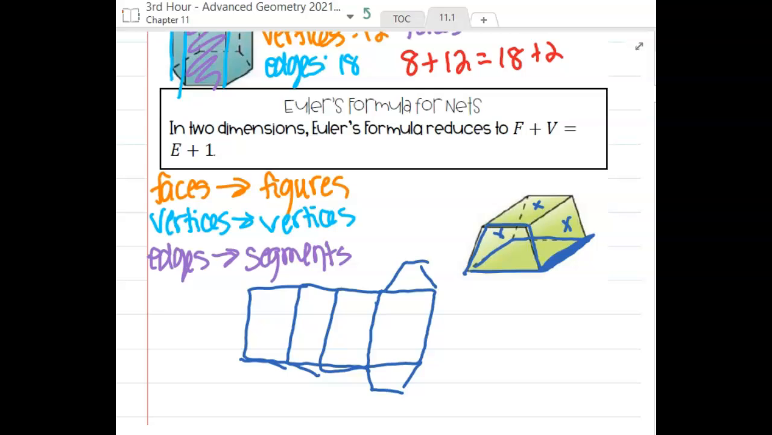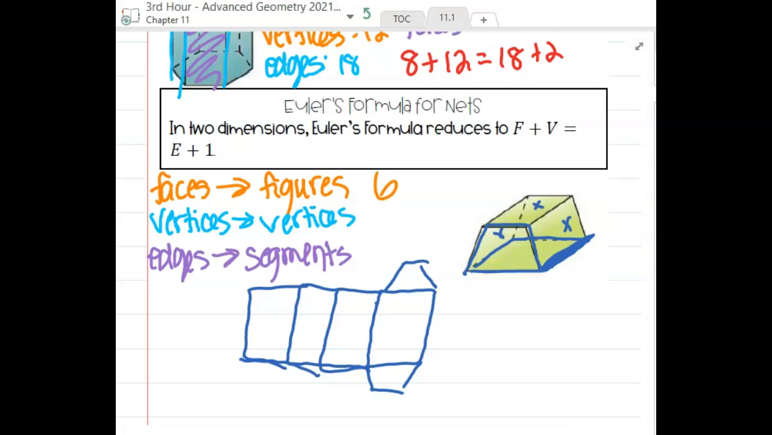Now, to count up the number of faces, vertices, and edges, the faces are pretty simple. It's just the number of figures that you see. So I have the two trapezoids and the four rectangles, 6 faces. And that's the same as what it would have been in the three-dimensional figure.